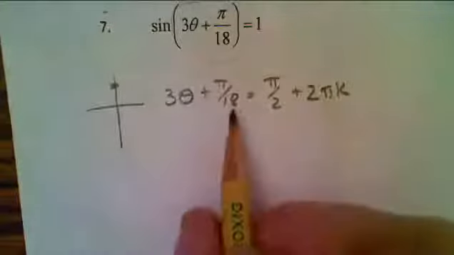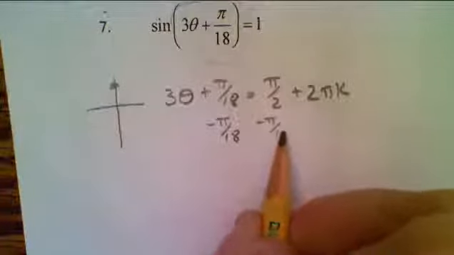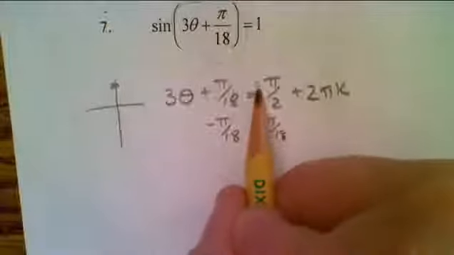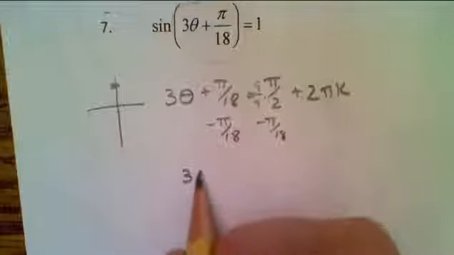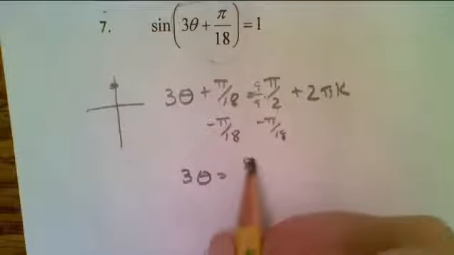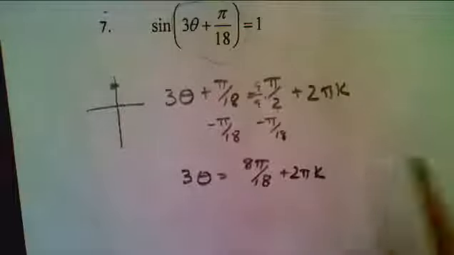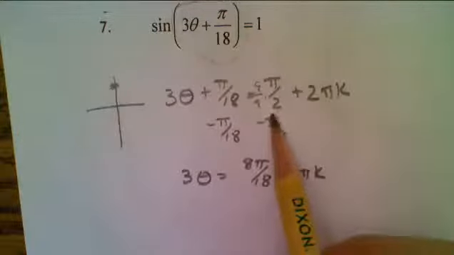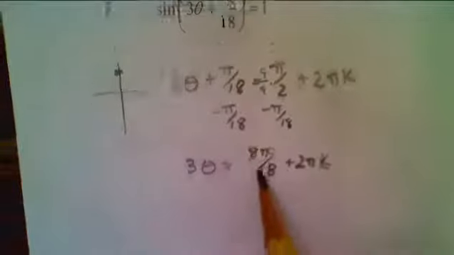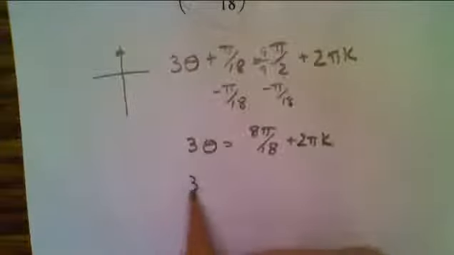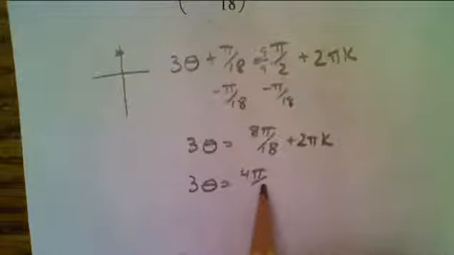Okay, so to solve that, I first need to subtract pi over 18, which means this, if I multiply by 9 over 9, would be 9 pi over 18 minus 1 pi over 18, which would be 8 pi over 18. So again, I'm just trying to take pi over 2, which is 9 pi over 18, and subtract 1 pi over 18. This reduces, so I would probably reduce that first before I do anything else. And I would get, 2 goes into each one, so 4 pi over 9.